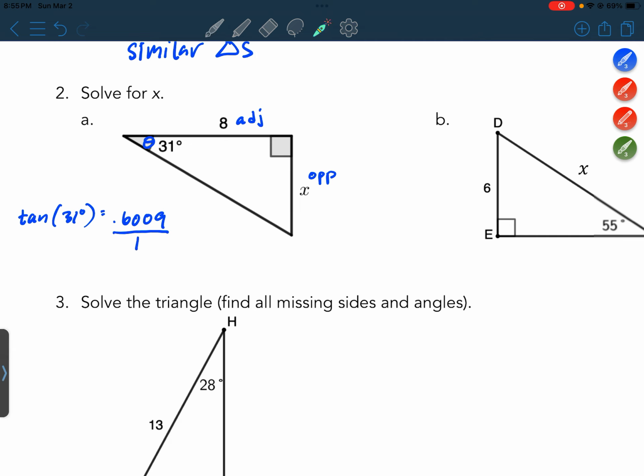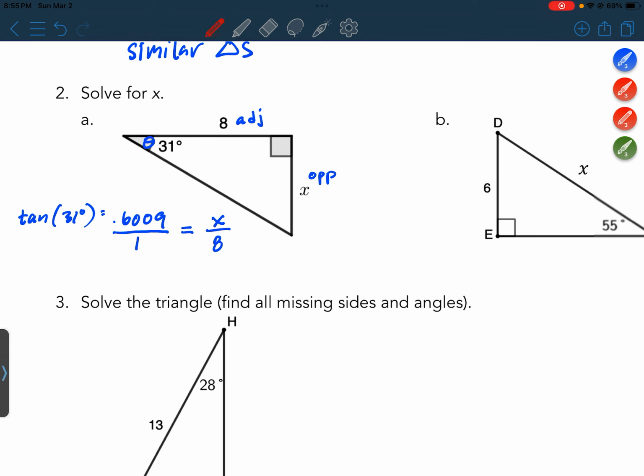So think of this as my opposite side and this is my adjacent side, right? Or I can write a ratio using the picture: opposite x to adjacent 8. So x to 8, that's also a tangent ratio, right? And those two ratios are going to be equal.